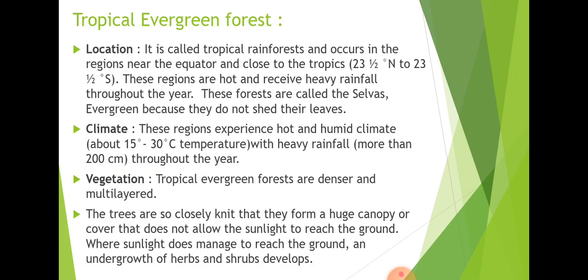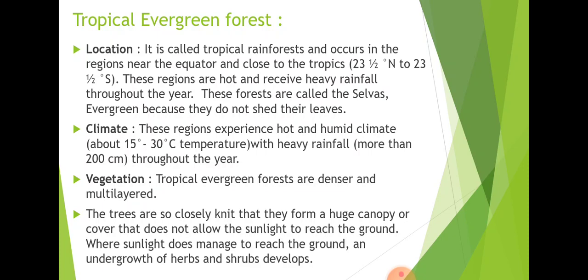The regions experience a hot and humid climate. So we have to understand the climate of the tropical evergreen. This region experiences a hot and humid climate, with a temperature of nearly 15 to 30 degrees Celsius. Because of the temperature, this area receives the maximum rainfall. Because of that, the plants or trees grown in these regions are huge. This is the vegetation found in these regions, the tropical evergreen forest.